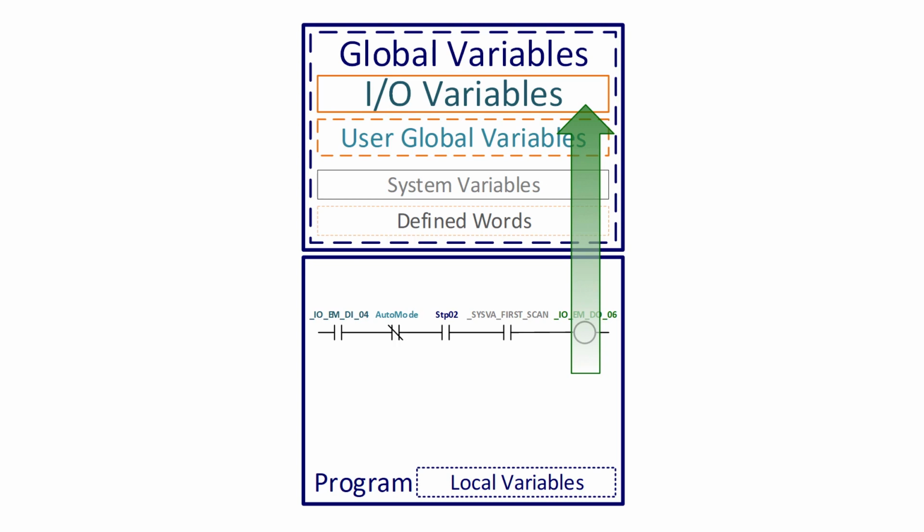Some rungs have instructions that address just local variables, or any combination thereof. So you could have a rung of logic that is addressing strictly bits or values in the local variables and then writes a conclusion to a bit in the local variables. As far as the system variables go, those are for the most part read-only. The primary ones you're going to use are I/O variables, user global variables, and local variables. System variables and defined words you're not going to have much use for unless you get into something more advanced.